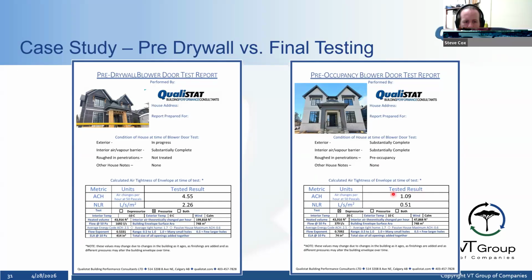The windows actually on this one, some of the sealed units on the windows were leaking for some reason. So they would have to get the window manufacturer out to look at that. The NLR reduced on this one quite a bit as well to 0.5. And then the ELA also dropped to 74 square inches. So that's a significant improvement in terms of the performance of this building.